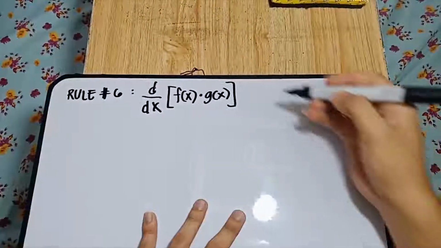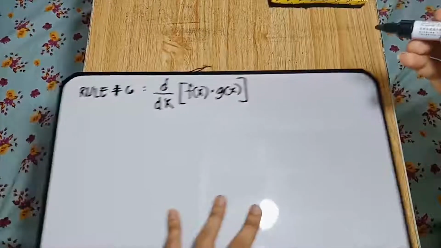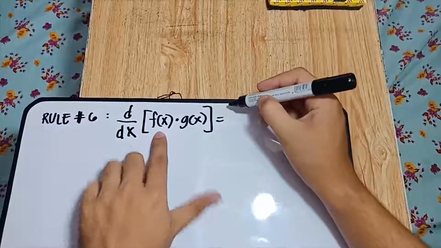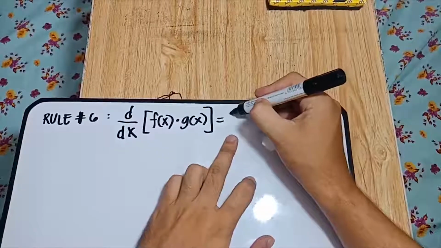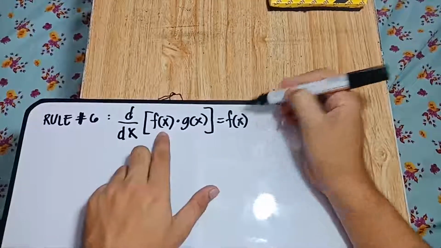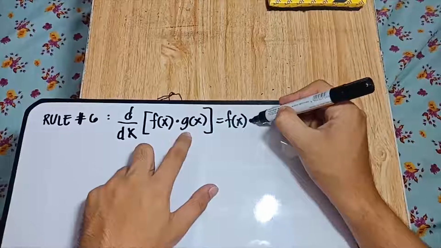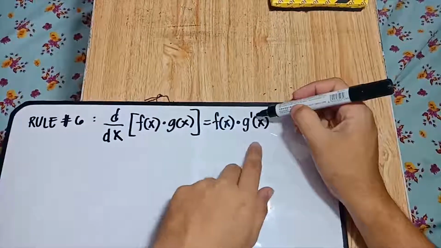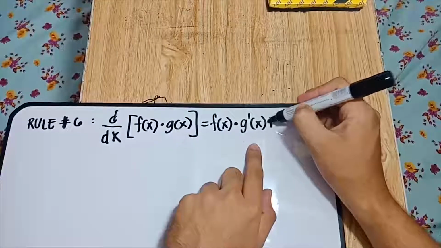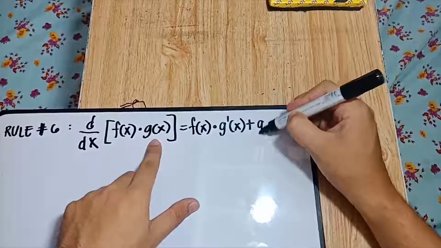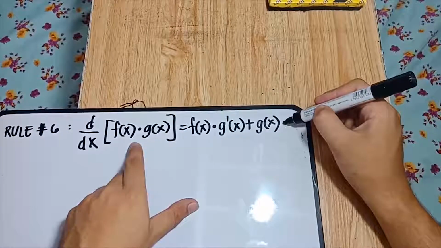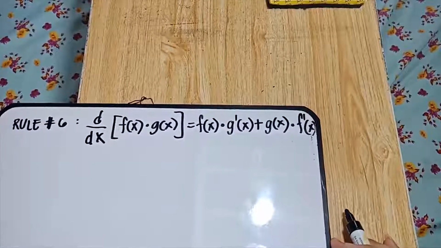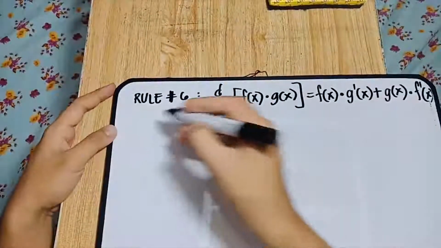Derivative daw ng dalawang functions ay kasya kaya dito? Kasya yan. Copy the first term, which is the first function, f of x, then multiply by the derivative of the second term, which is g of x. So, the derivative is g prime of x. Plus, copy the second term, and then multiply by the derivative of the first term. That is our product rule. Okay? So, paano ba natin gagamitin yan?